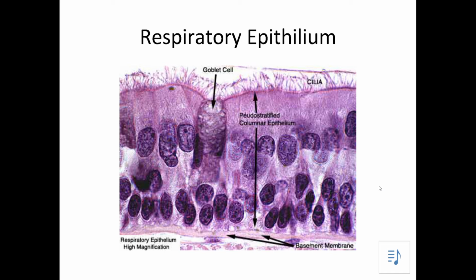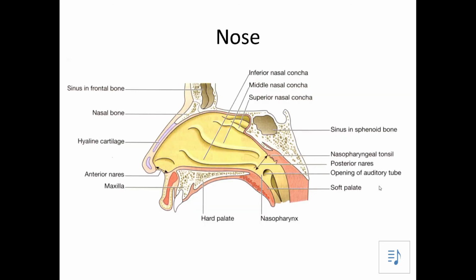So the respiratory system starts at the nose, and the nose is very important because not only does it take in air, but it starts processing this air so that by the time it reaches the more delicate passageways lower in the respiratory system, it's not going to damage them.